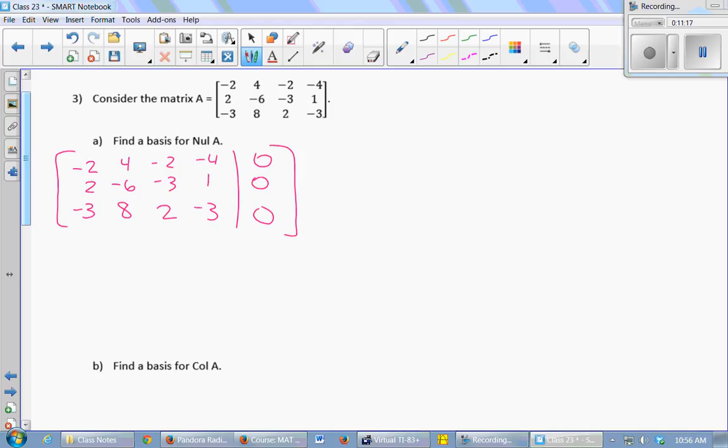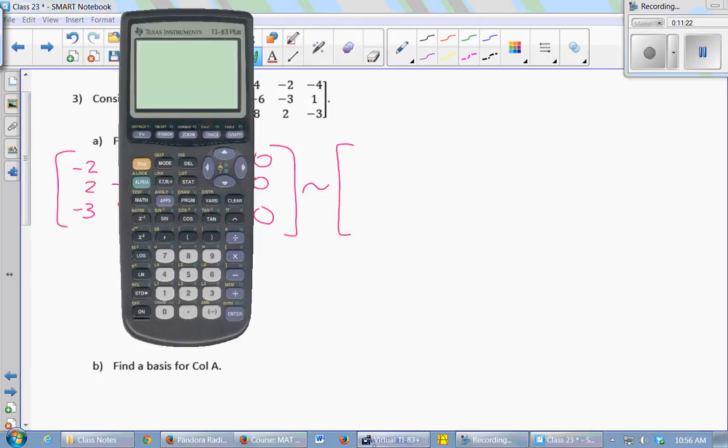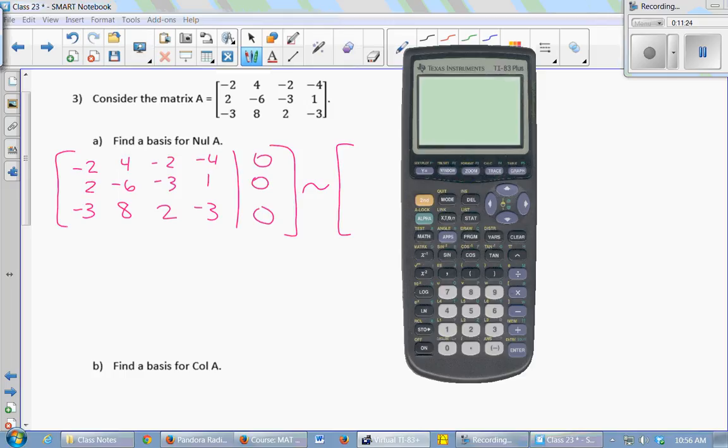So I augment this with zeros and I row reduce. I'll just use my calculator. This is going to be 3 by 5.